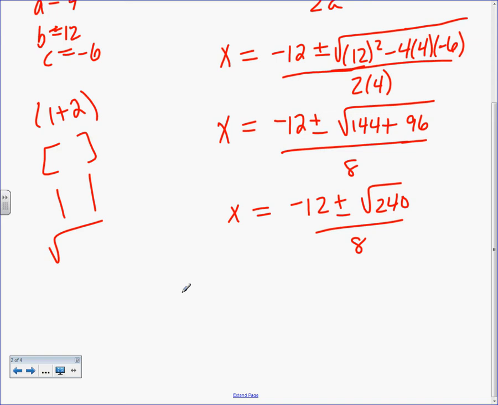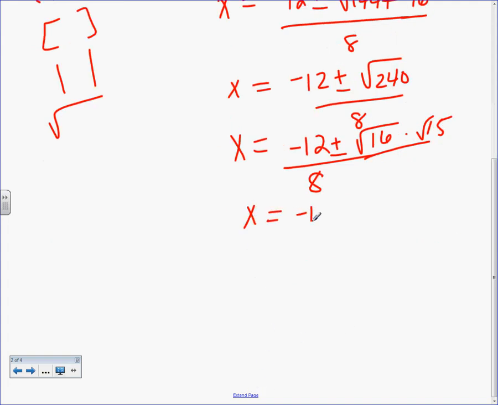Okay? So, simplifying square roots. What's the highest perfect square that goes into 240 evenly? This is where you probably would use your calculator now. So you divide by 4, you divide by 9, you divide by 16, 25, 36, 49, and so on, right? 16. And it's going to be 16 and 15. Good. So what is the square root of 16? 4. So negative 12 plus or minus 4 root 15 over 8 so far.